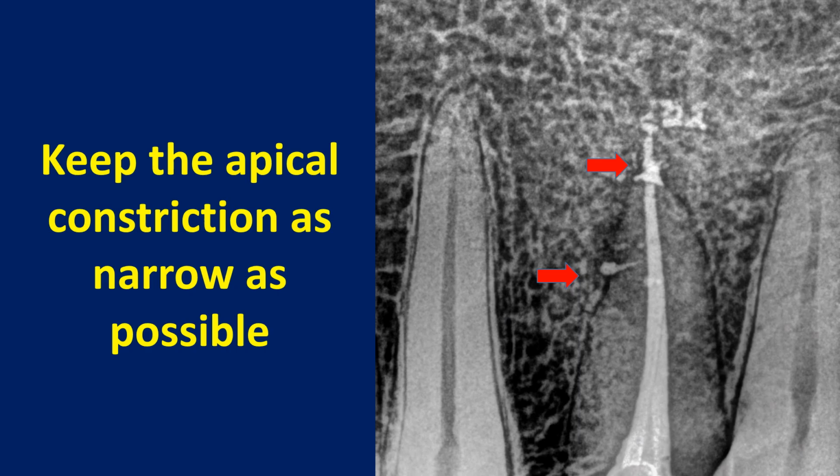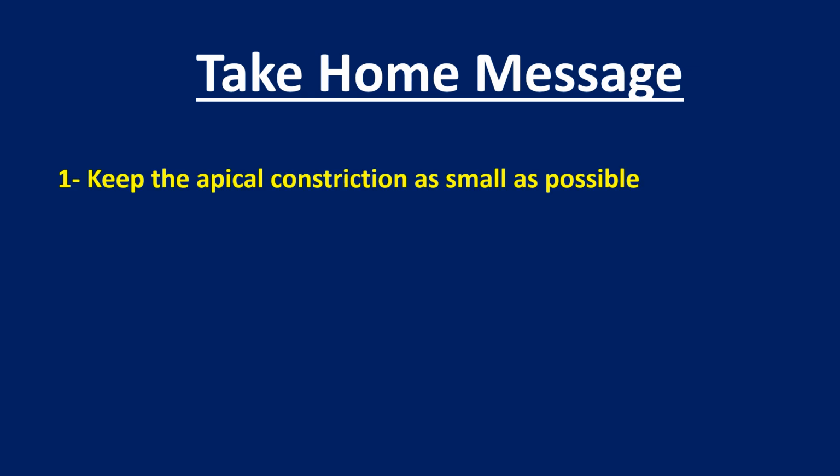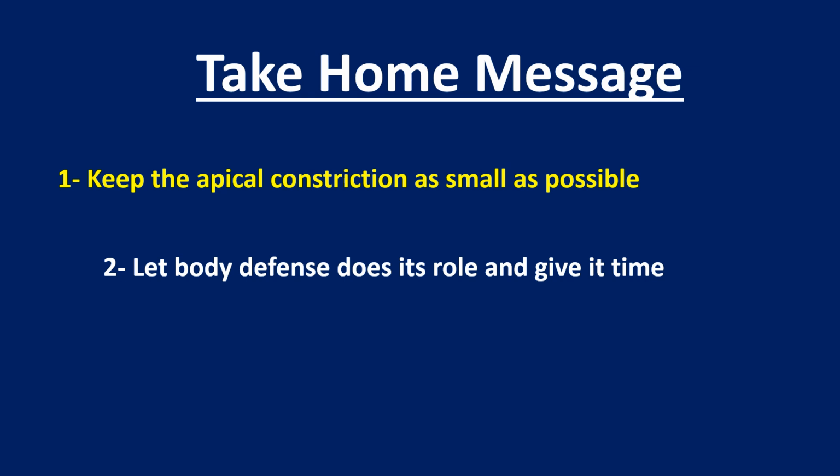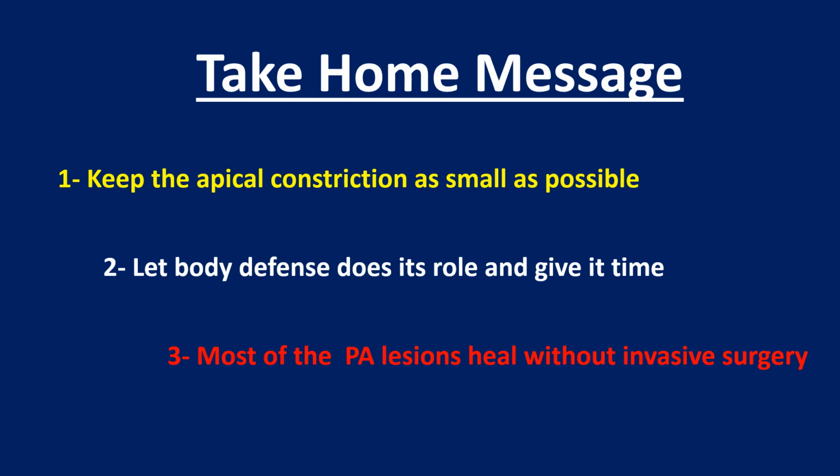So it is imperative that our goal should be here. In the end, we have to keep the apical constriction as much as possible in order to prevent unnecessary extrusion of sealer, but at the same time, our goal has to be here. The lateral canal has to be cleaned and filled because the lesion is here, not here. So the take-home message is keep the apical constriction as small as possible, let the body defense do its role and give it time, and most of the periapical lesions heal without invasive surgery.